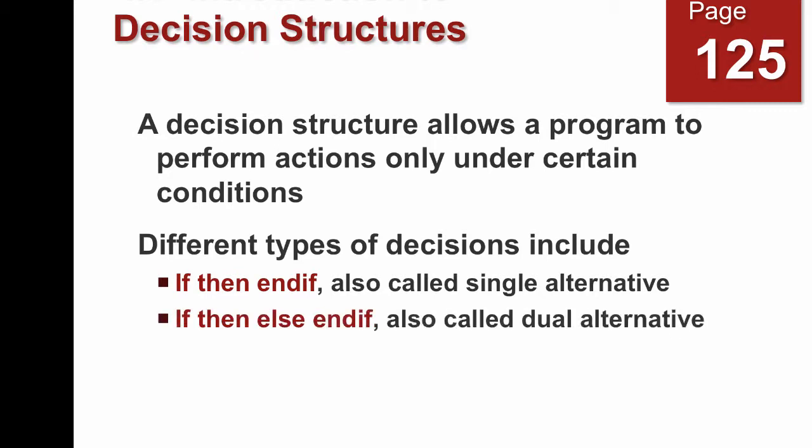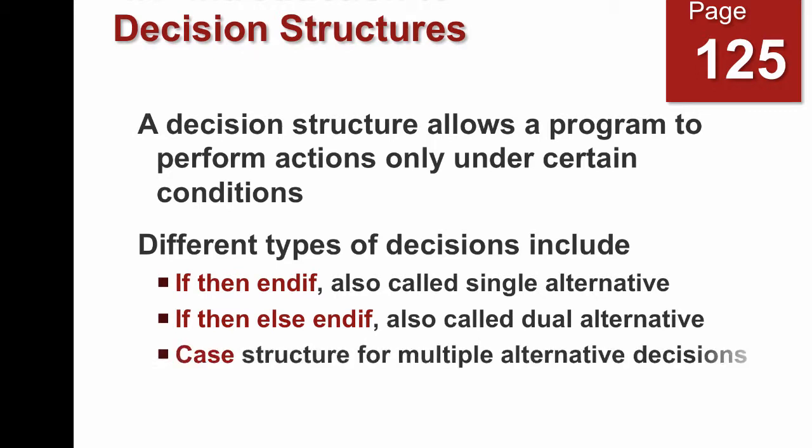If-then-else, which is also called a dual alternative. That's kind of like, if it happens, we're going to do this. If it doesn't happen, we're going to do this. And then you've got case structure, which we'll talk about. That's when you have things like, if you're a sophomore, you're going to do this. If you're a junior, you're going to do this. If you're a freshman, you're going to do this. It doesn't have a yes or no answer or a true and false answer. It's actually got many different possible answers.